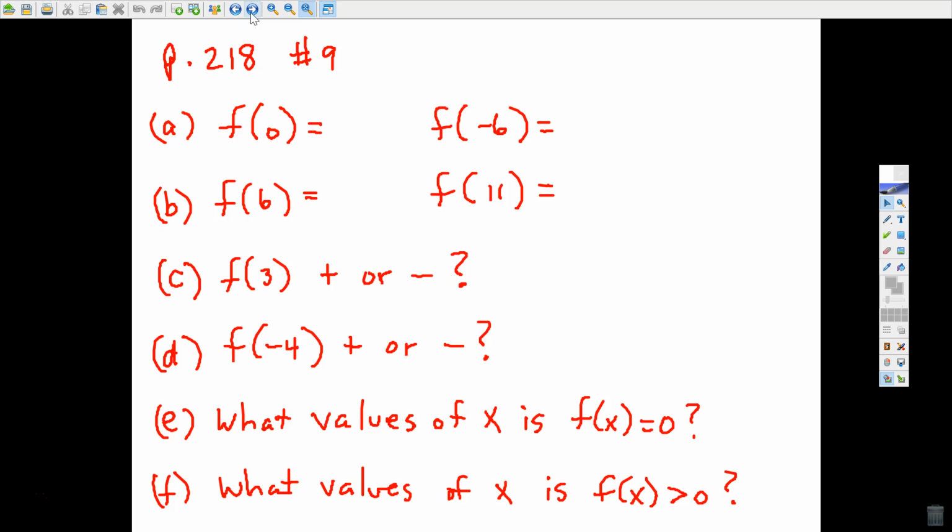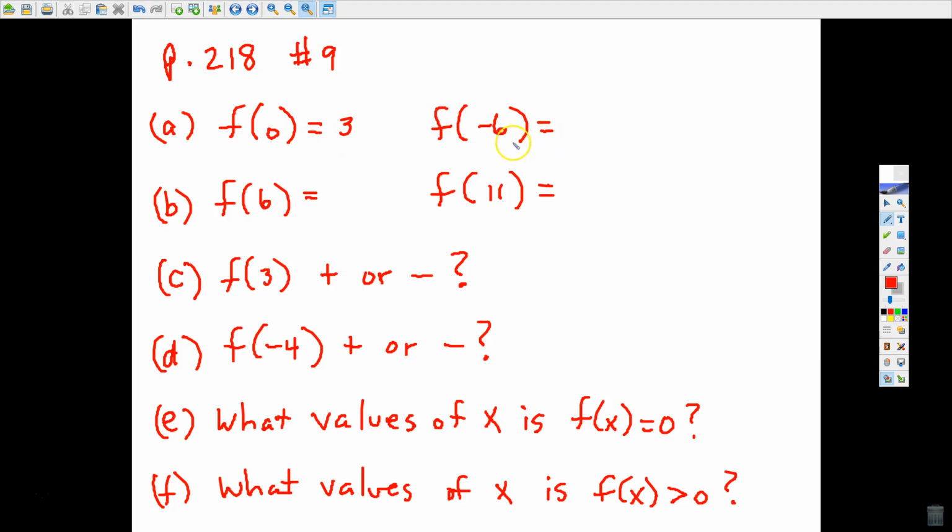The letter A, it's a two-part. It says to find f of 0 and f of negative 6. So in other words, f of 0 means if you input 0, if 0 is the x-coordinate, what would be the resulting y-coordinate? Well, f of 0, as you can see, the point (0, 3), 0 is the input and 3 is the output. So you're looking for ordered pairs that have an x-coordinate of 0, and the answer will be the y-coordinate of that ordered pair.